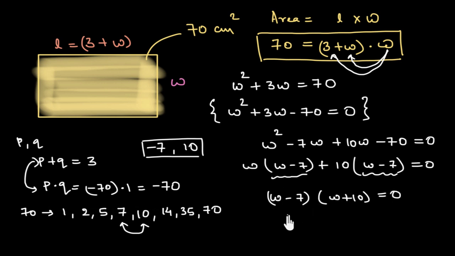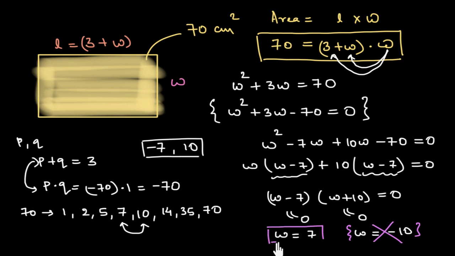Now if this is equal to 0, either this factor is equal to 0 or this is equal to 0. So if w minus 7 is equal to 0, w is equal to 7, and if w plus 10 is equal to 0, w is equal to negative 10. But wait, w is actually the width of this given rectangle. But how can the width be negative? It cannot be, right? It has to be a positive value. So that's the reason we would eliminate the value negative 10. We won't consider this. So the only possible value of the width of this rectangle is positive 7.